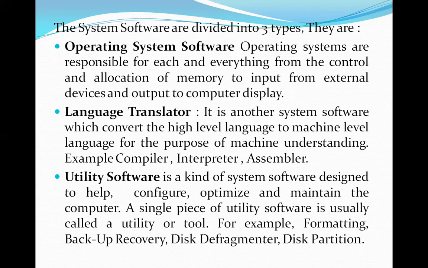Next is language translator. It is another system software which converts the high level language to machine level language for the purpose of machine understanding. Examples are compiler, interpreter, or assembler. It allows computer programmers to write sets of instructions in a specific programming language. These instructions are converted by the language translator into machine code. The computer system then reads these machine code instructions and executes them. This is the language translator.